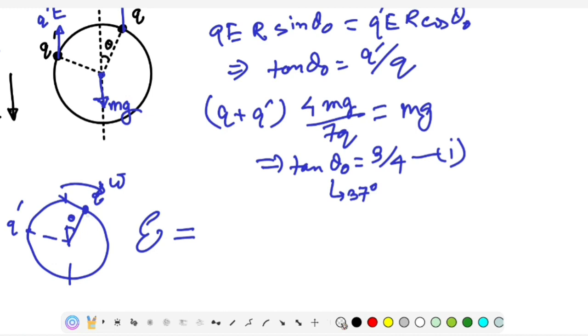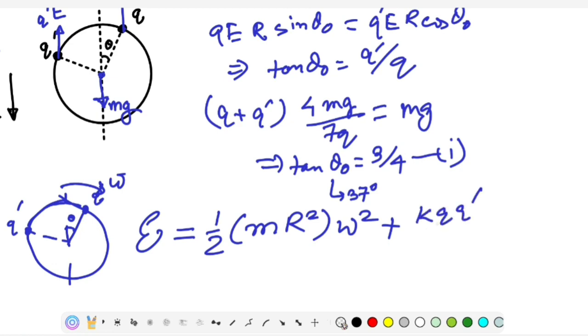If we observe carefully, the point charges do not have mass by themselves. The mass is concentrated in the ring. So one form of energy will be the kinetic energy of the ring, that is half I omega square, where the moment of inertia is mr square, so half mr square omega square. One more energy will be the potential energy due to these two charges, k q q dash divided by root 2 r. This separation is root 2 r.